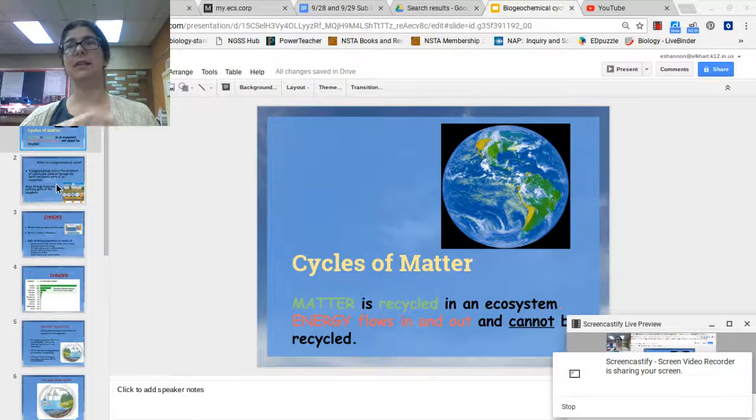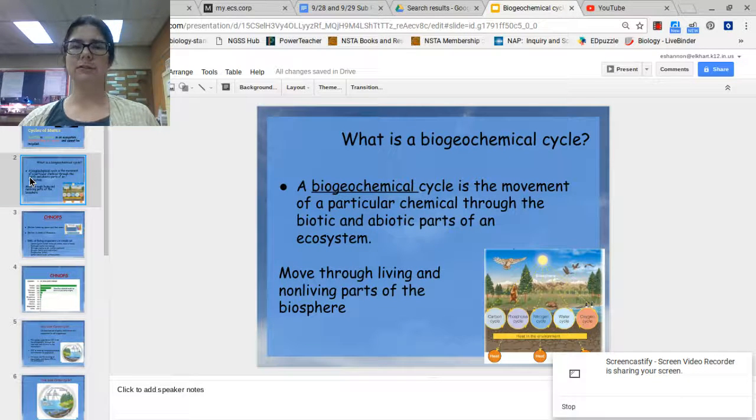And so they call it a cycle because it's going to go through different forms and it can move all around the ecosystem. And so what a biogeochemical cycle is, and this is where the notes start here, is the movement of a particular chemical through the biotic and abiotic parts of an ecosystem. So between the living, biotic, and the non-living, without life, abiotic. Another way to think of it is biogeochemical. We're talking about the prefix bio meaning living, geo means earth, and chemical means element or matter.